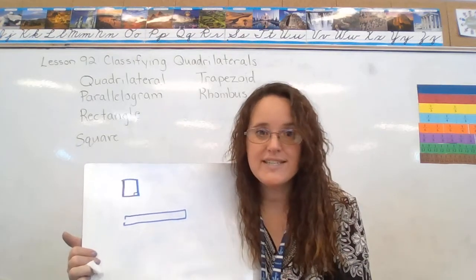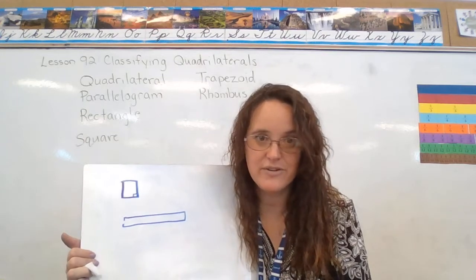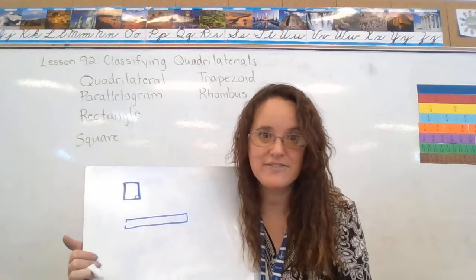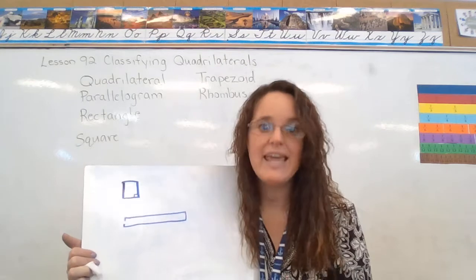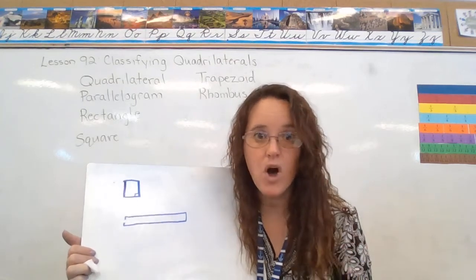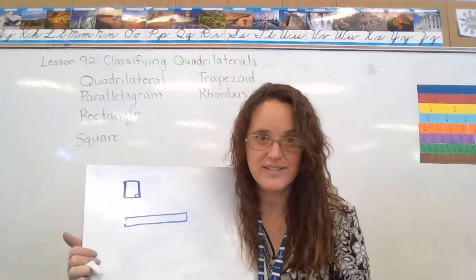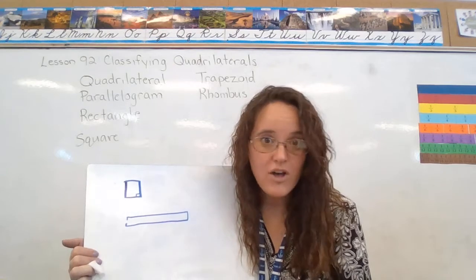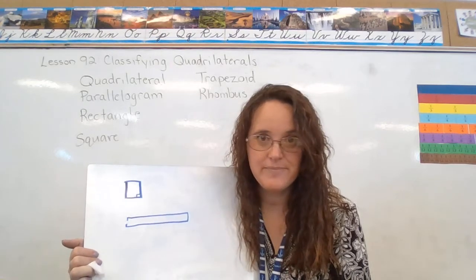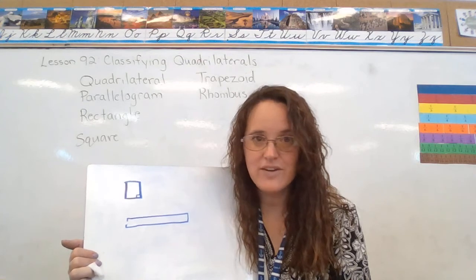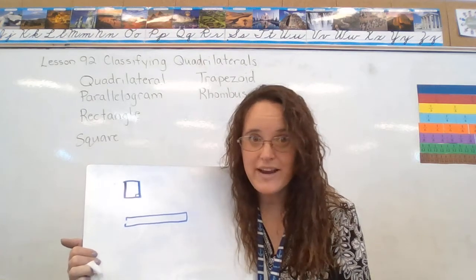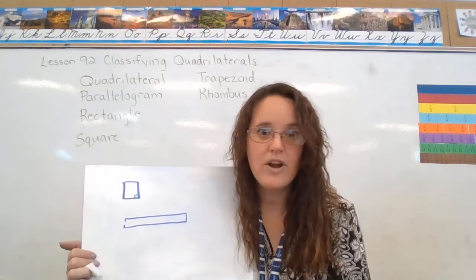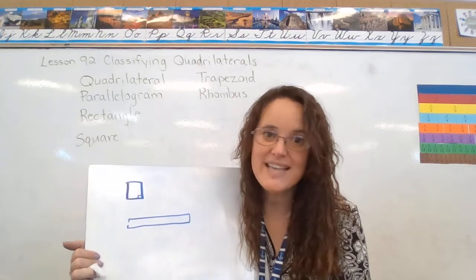Finally, the most specific type of quadrilateral is a square. In order to be a square, your polygon has to follow the most rules. It has to have four sides, so all squares are quadrilaterals. It has to have opposite sides that are parallel, so all squares are parallelograms. It has to have 90-degree angles, so all squares are rectangles. And it has to have four equal or congruent side lengths.